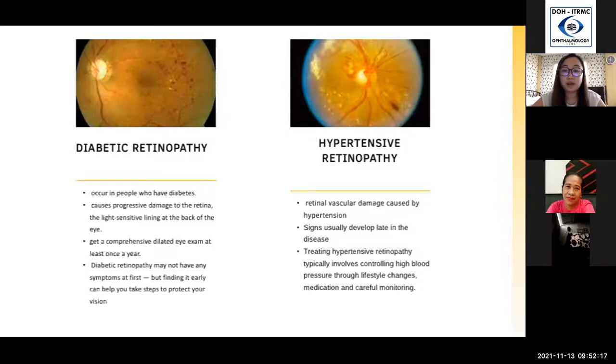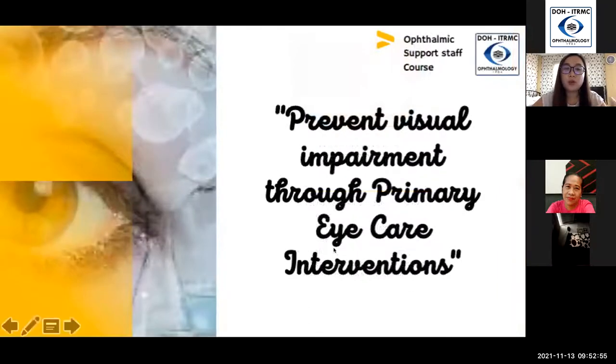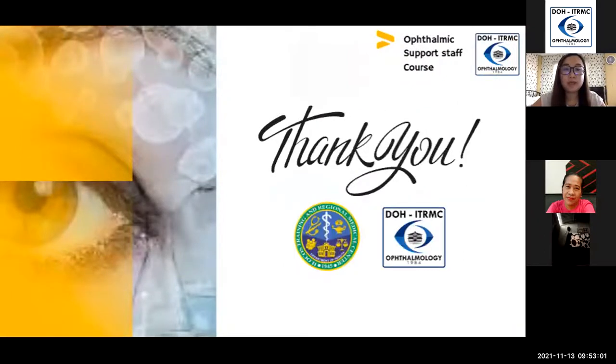So next, for the next disease, which is our last, we have the hypertensive retinopathy. This is due to retinal vascular damage caused by hypertension, which can also cause blurring of vision in the eye as a sequela. Signs usually develop late in the disease, especially if it is long-standing. Just like diabetic retinopathy, treating hypertensive retinopathy typically involves controlling high blood pressure through lifestyle modification and careful monitoring. So I guess what you do is prevent visual impairment through primary eye care intervention. So that would be all for my topic. Thank you and good day.